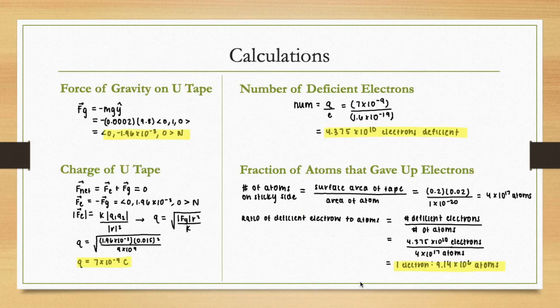So, using these observations, I was able to calculate various quantities. Because the tape was in equilibrium, I set the electric force equal to -1 times the gravity force. And rearranging Coulomb's law, I was able to write an equation for Q and calculate it to be 7 times 10 to the -9 coulombs for the point charge model.